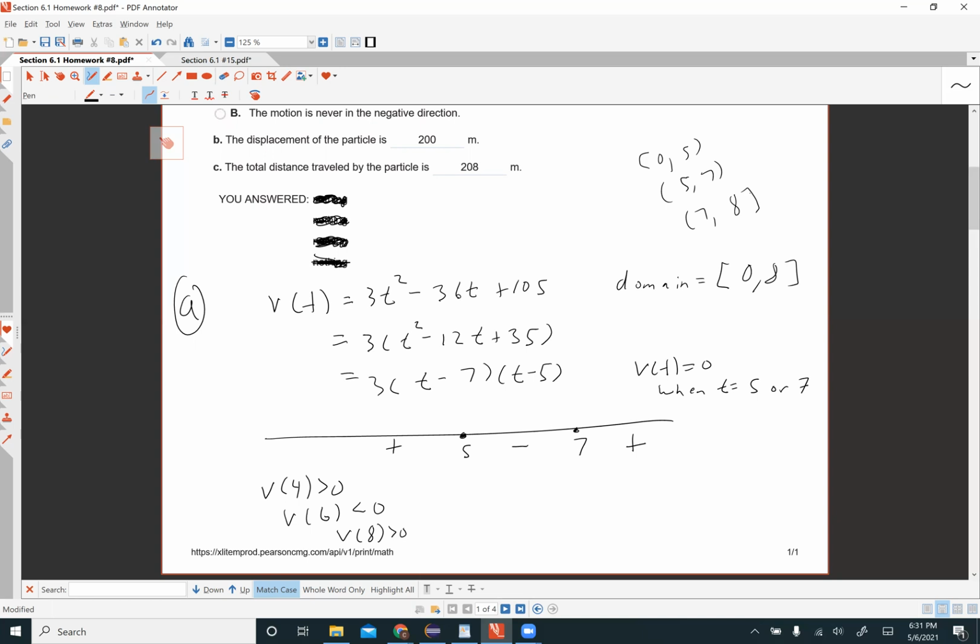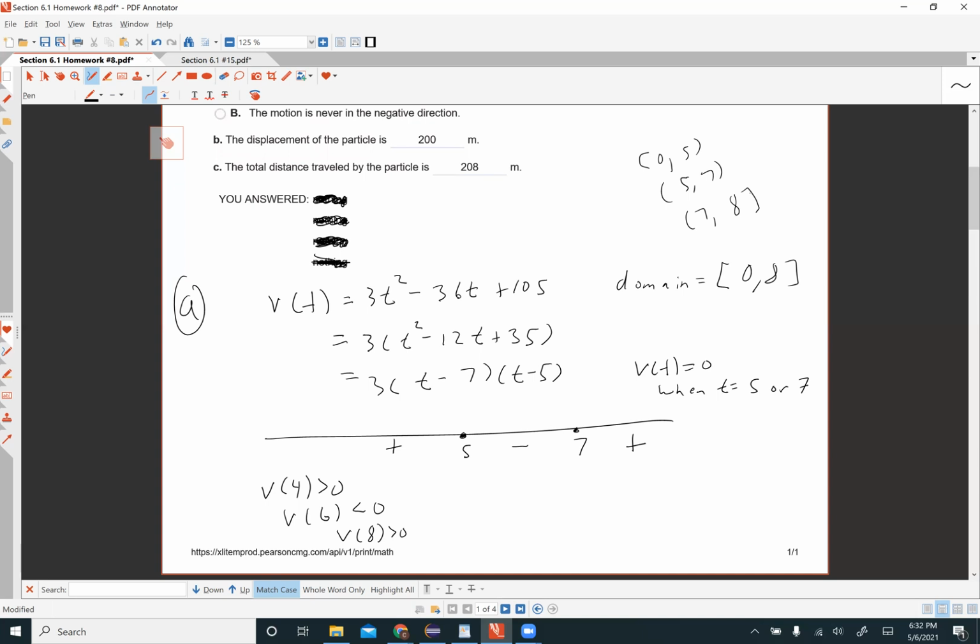Okay, so just take 1 point in each interval. Like at v of 4, I don't even care what the value of the velocity is. I just want to know whether it's positive or negative. So v of 4, it's positive. So from 0 to 5, it's always positive. Now let's look at v of 6, which is between 5 and 7. Well, it's negative, so the velocity is always negative between 5 and 7.